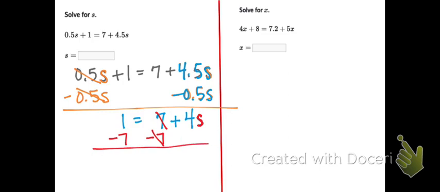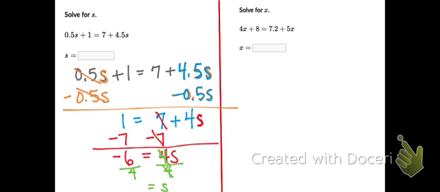And again, what you do on one side, you have to do on the other. So I have 1 minus 7, which is negative 6, and then equals 4s. Now I can undo this multiplying by 4 by dividing by 4. Because 4 divided by 4 is 1, so on the right side I'm left with 1s, and on the left side I'm left with negative 6 divided by a positive 4.